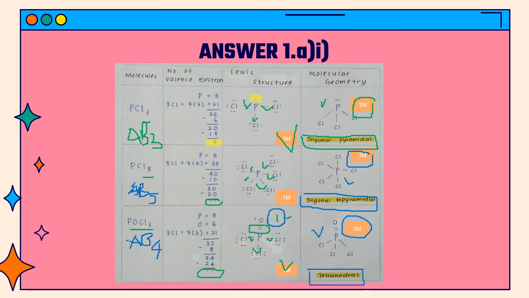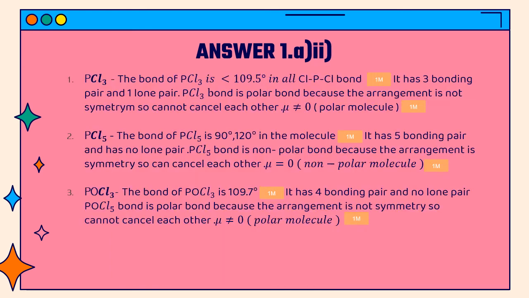It matches the shape and name, okay, because the question states name the shape based on molecular geometry. Name the shape. So that's why we need to draw the shape. We need to draw the shape and name that shape. Okay, and then we can get 1 mark. If we didn't draw the shape, we cannot get 1 mark. So here is the answer for question A2.